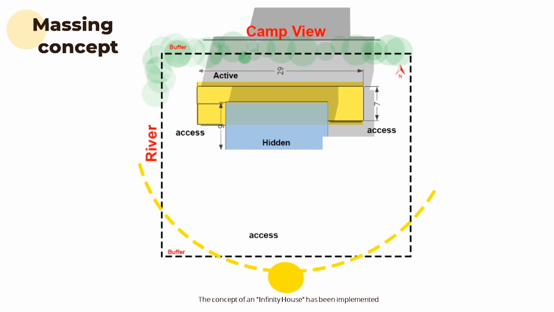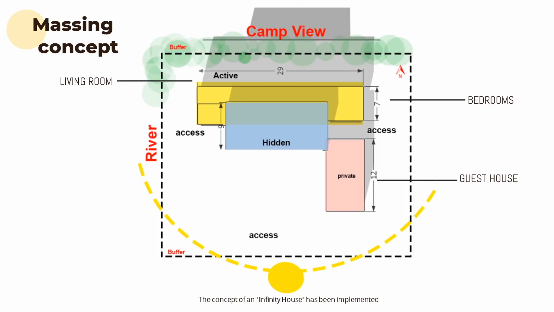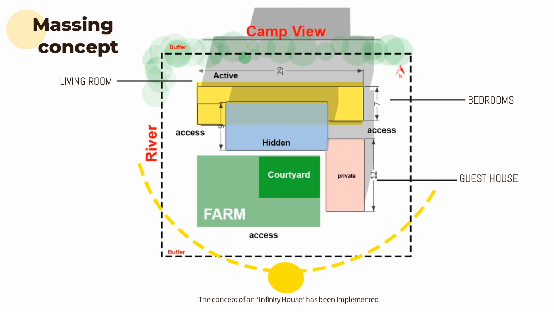So moving to the massing concept, the living rooms are positioned toward the north, taking advantage of ambient sunlight, while also providing a breathtaking view of the river from the western side. The guest house is placed to provide privacy with private access, while still offering a view toward the river from the west, and both of them share the same courtyard together. So still it's a connected house.